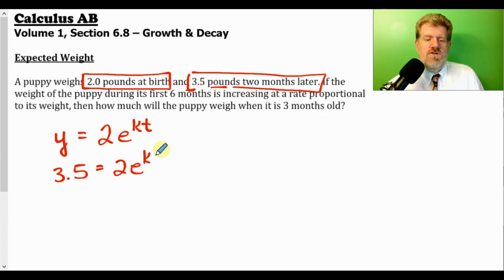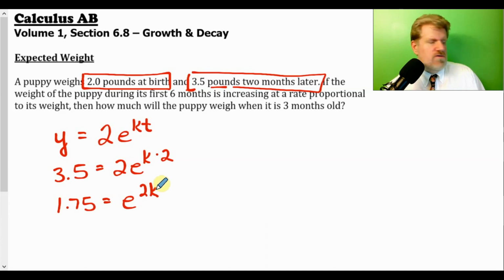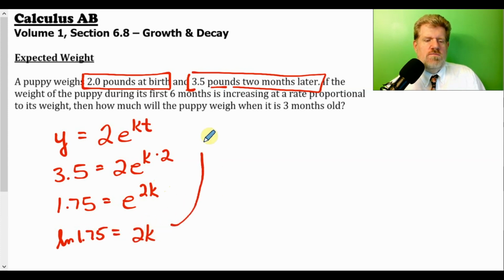So my time is 2. My k is my only unknown, so I can solve for k. I'm going to solve for my constant of proportionality. So I'm going to divide by 2. And then the inverse of e would be natural log. So we'll just take the natural log of both sides. And then divide by 2, so that my k value is, I'm going to use a decimal this time. We could say natural log 1.75 over 2, or we could estimate it.